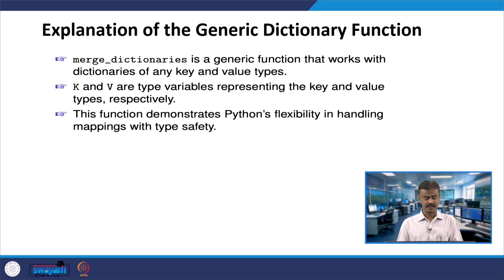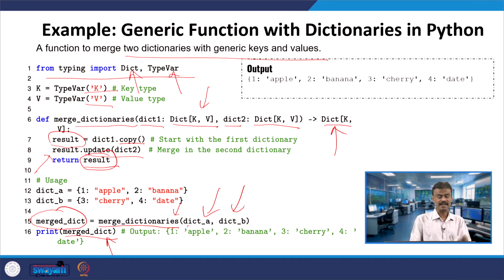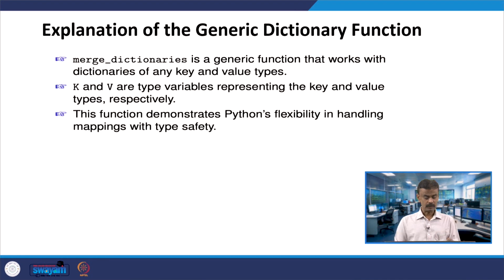So here, merge_dictionaries is a generic function, so it will work with any type, in fact with any key type and value type. Here we have more than one type variable, K and V, whereas previously we used only T. One is the key, another one is the value. So this function shows Python's flexibility in handling mappings with type safety.